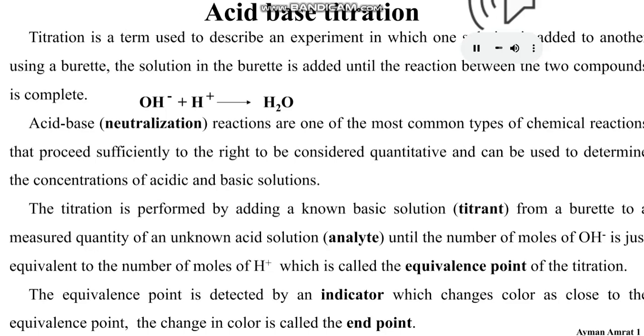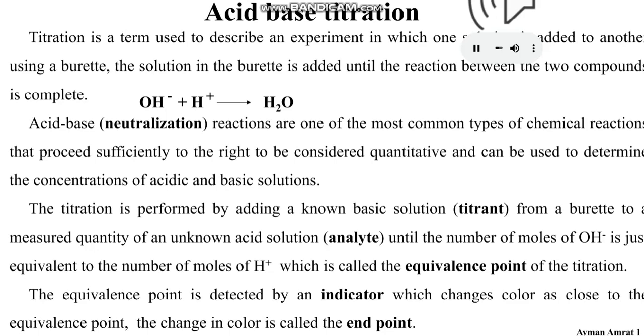In this experiment, the titration is performed by adding a basic solution called the titrant from a burette to a measured quantity of an acid solution called the analyte until the number of moles of OH minus is just equivalent to the number of moles of H plus. This point is called the equivalence point. The equivalence point is the point at which both reactants, titrant and analyte, are equivalent.